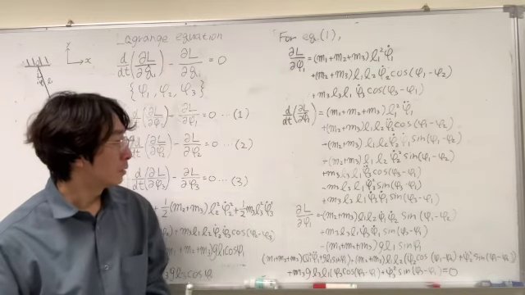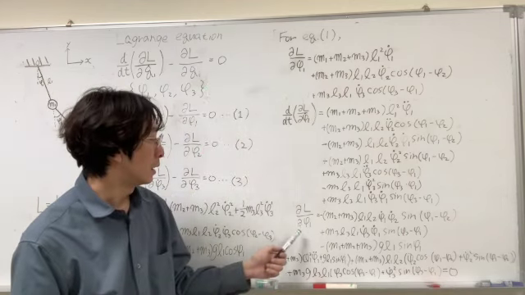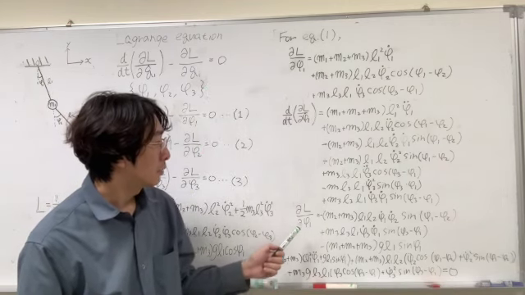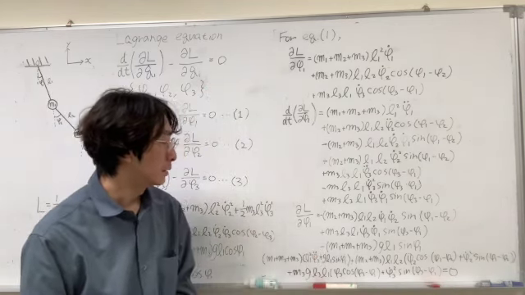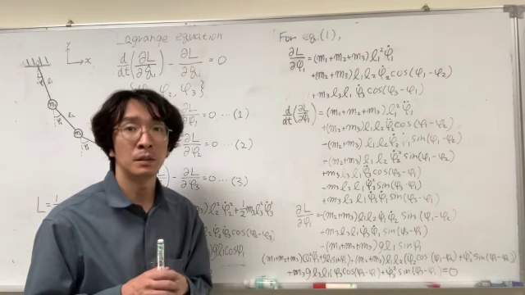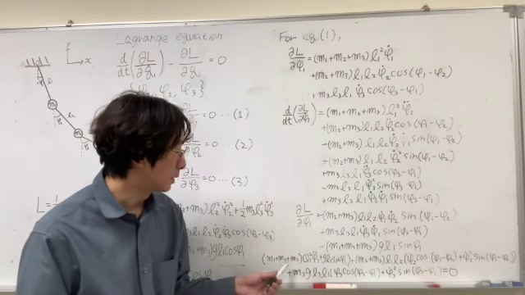So finally, we calculate the second term. The second term is like this. By calculating the second term, we can get this equation. Then finally, we can calculate the equation of motion like this.